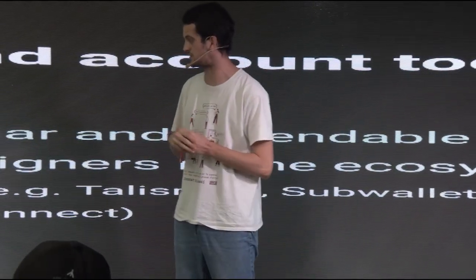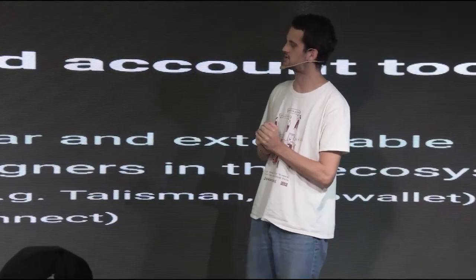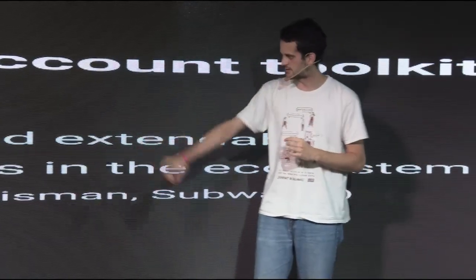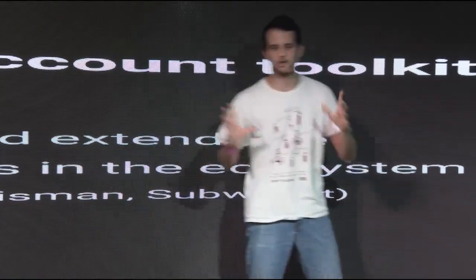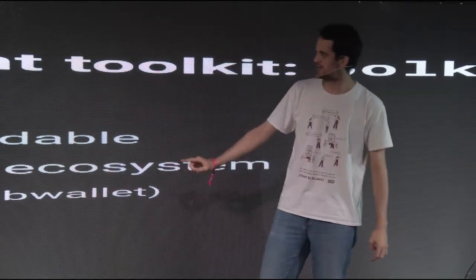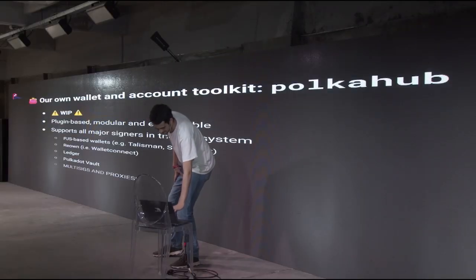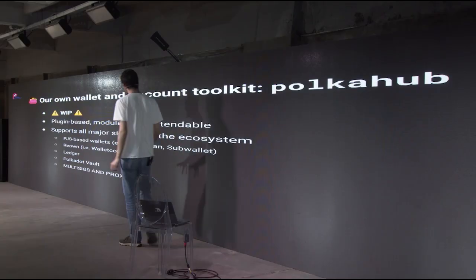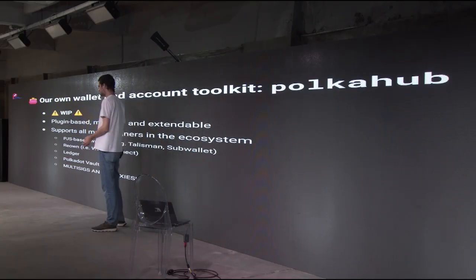It's the cold signer that is widely used across the ecosystem. And then Polkadot Vault, the only coldish signer in the ecosystem. And one thing that we are very, very proud of are multi-sigs and proxies. These are types of accounts as well, right?